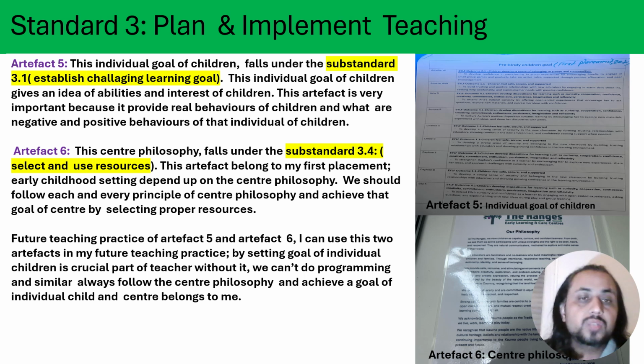This slide belongs to Standard 3, plan and implement teaching. Artifact 5, the individual goals of the children, falls under sub-standard 3.1. These individual goals give an idea of the abilities and interests of the children. This artifact is very important because it provides the real behavior of the children, negative and positive, of the individual children.